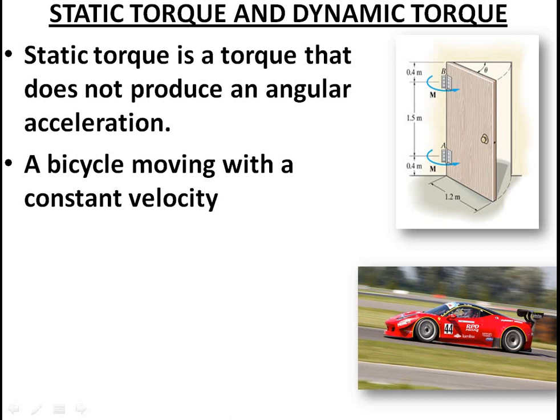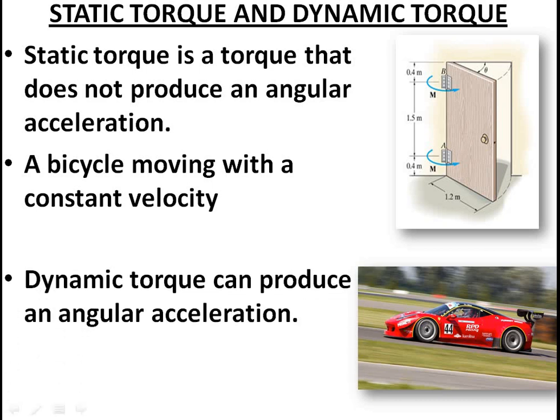But if you take the example of a sports car, a racing car, the moment you start from the starting point, it speeds up to an enormous value. In that case, the angular velocity as well as the torque is increasing with respect to time. So torque becomes a time-dependent factor. You can say torque is dynamic, which means it changes at every time instant. So this way, a static torque can give you a constant angular velocity, whereas a dynamic torque can give you an angular acceleration. That is how we can distinguish between static torque and dynamic torque.